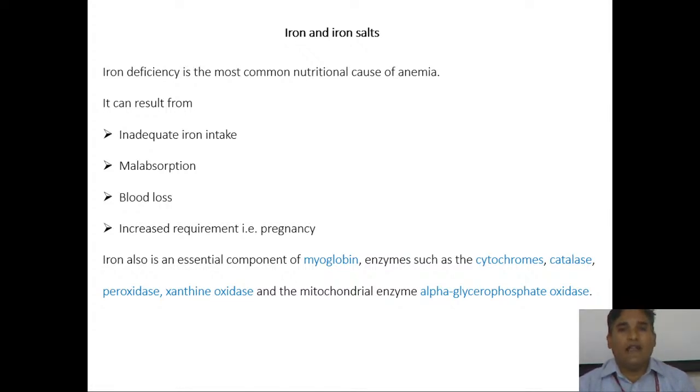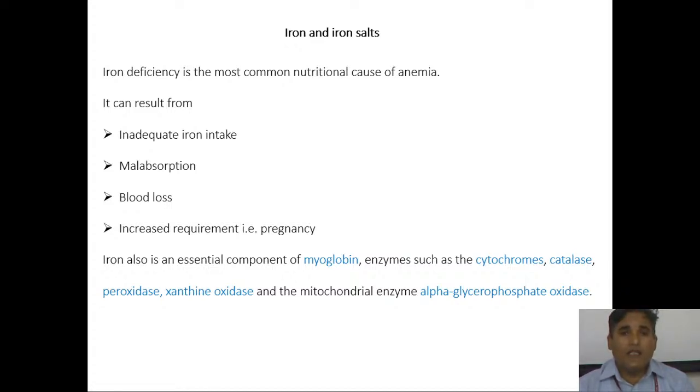Now comes iron. Iron deficiency is the most common cause of nutritional anemia, and this is due to inadequate iron intake, metabolism, blood loss, and increased requirement during pregnancy.